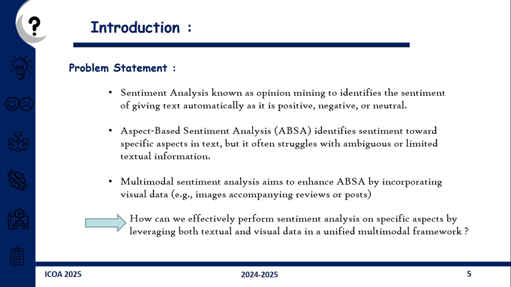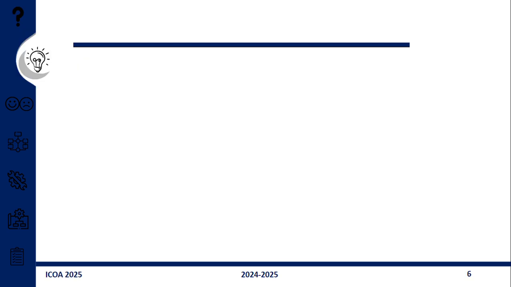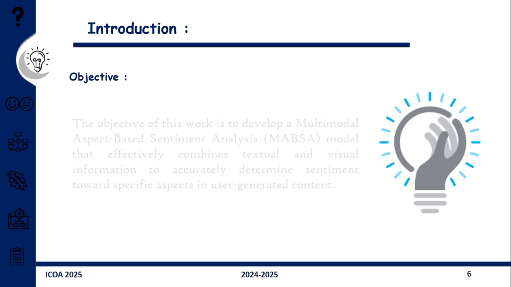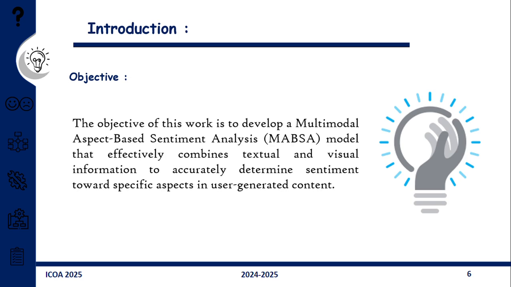So how can we effectively perform sentiment analysis on specific aspects by leveraging both textual and visual information in a unified multimodal framework? The objective of this project is to develop a multimodal aspect-based sentiment analysis model that effectively combines textual and visual information to accurately determine the sentiment towards a specific aspect in user-generated content.